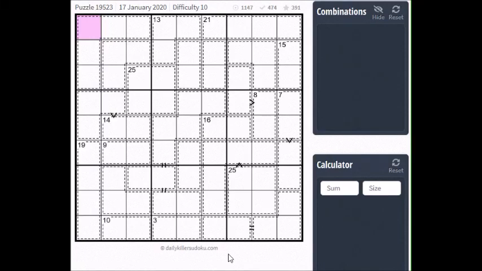Hello everybody. Today we're going to solve puzzle number 19523. This is of the Daily Killer Sudoku website. This puzzle is of difficulty 10, and indeed I found it very interesting.